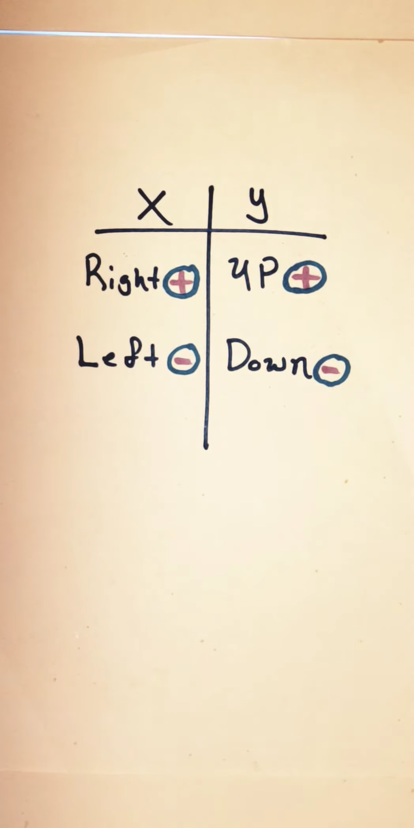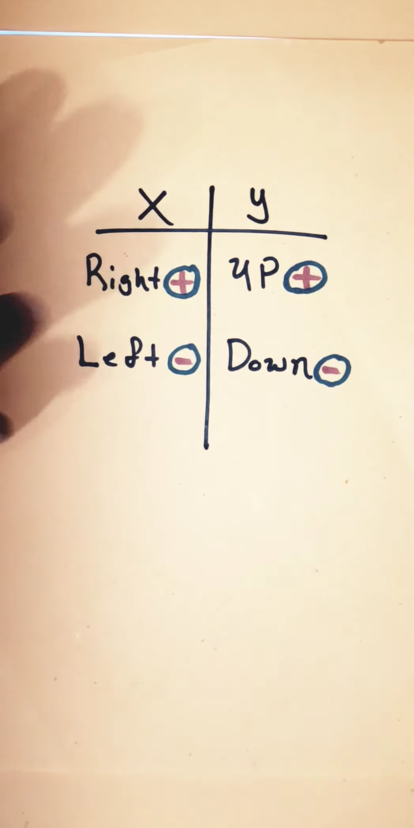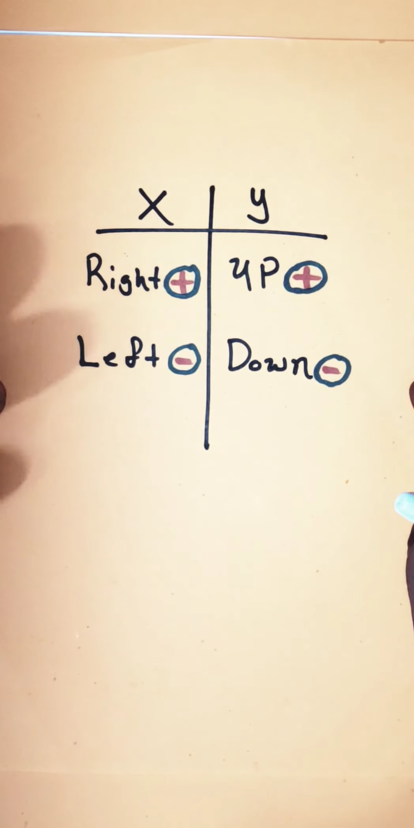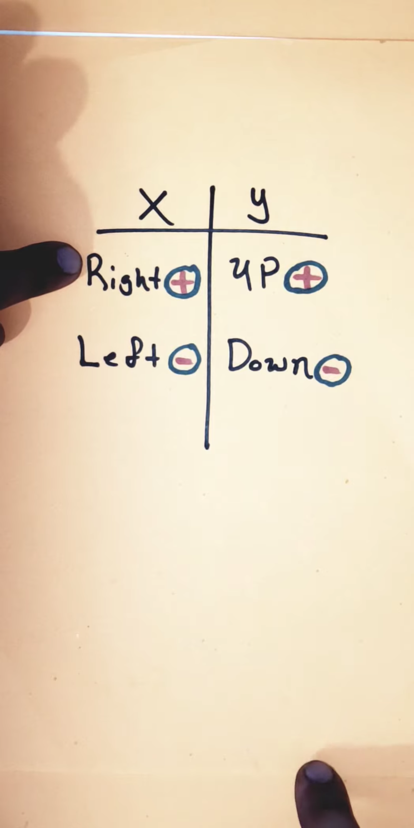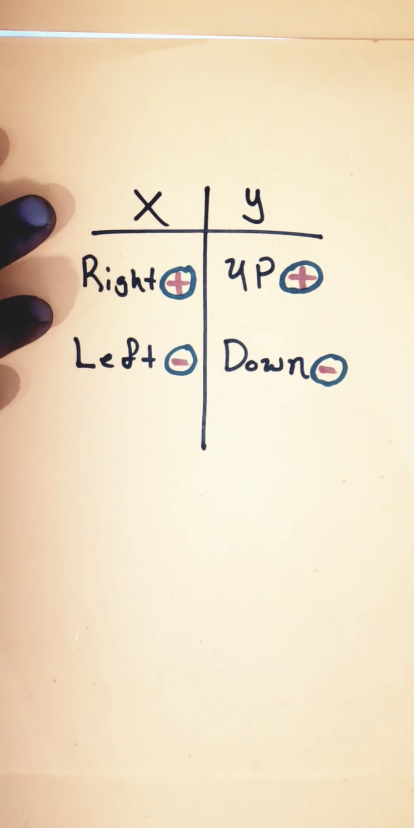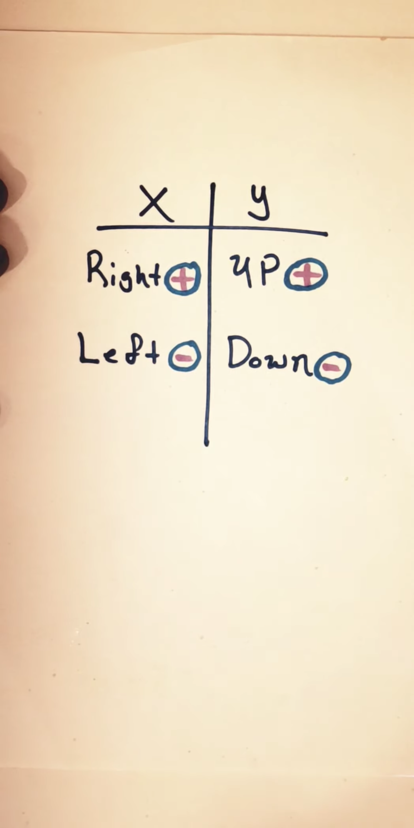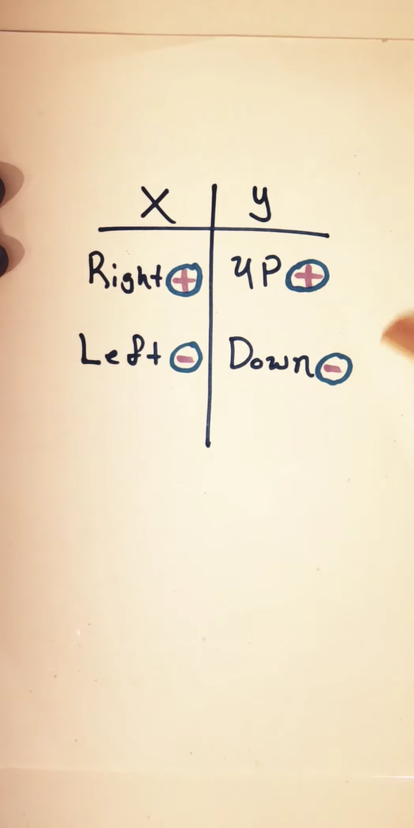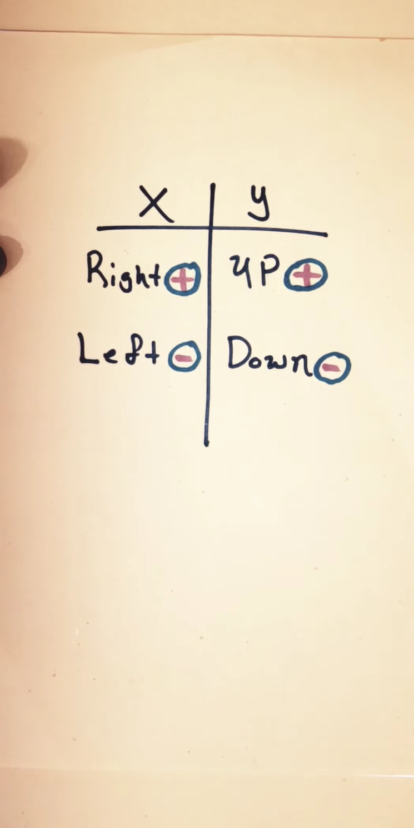A little bit of refresher of what we did yesterday. Remember, guys, the x-axis can only go from left to right. If it says to go to the right, we're going to add. And if it says to go to the left, we're going to subtract. And the y-axis, guys, is the same thing. If it says to go up, we're going to add. If it says to go down, you're going to subtract.